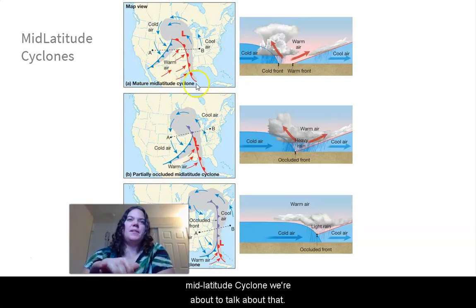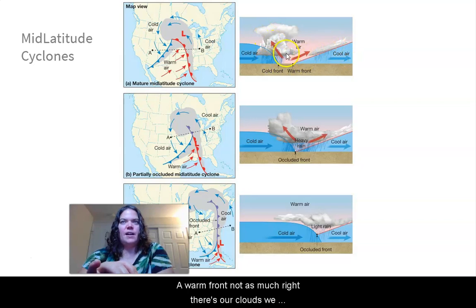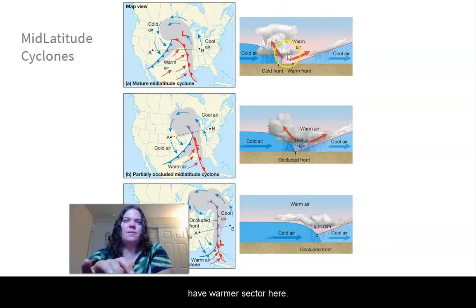So we see a mature mid-latitude cyclone. We're about to talk about that. We see a low pressure. It has like these arms or legs. Those are its fronts. So we have a warm front here, cold front here. If I take a slice through and get a cross section, I see my cold air is advancing very quickly. The warm front, not as much, right? There's our clouds. We have a warm air sector here.